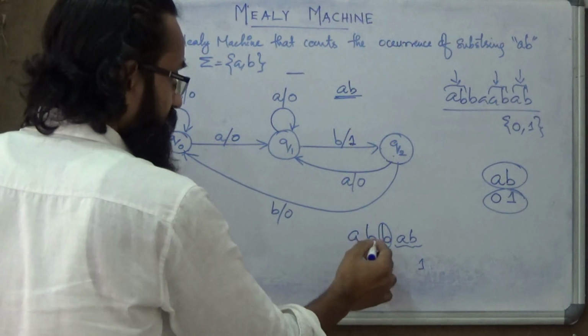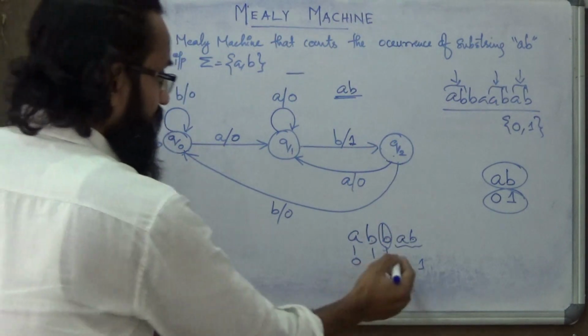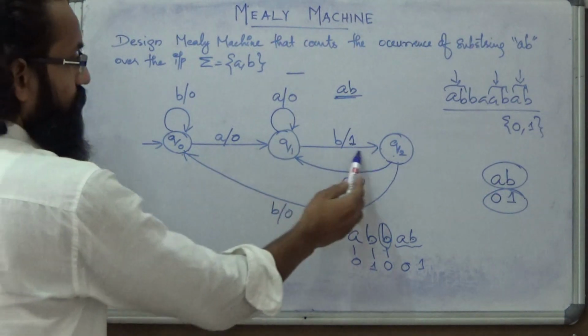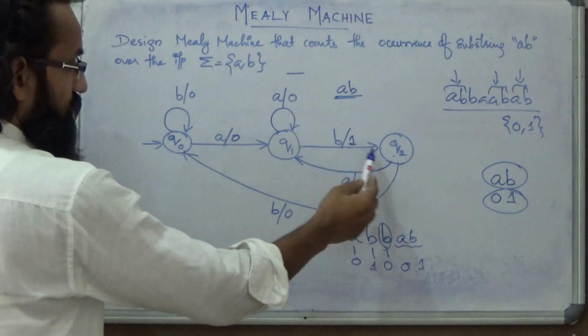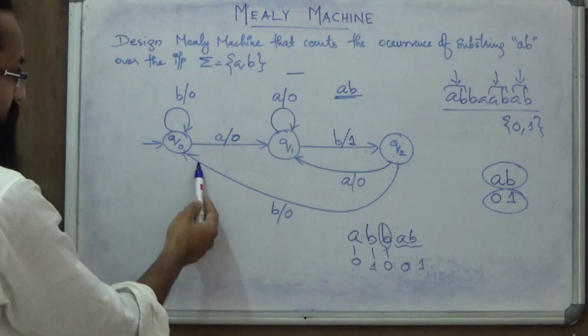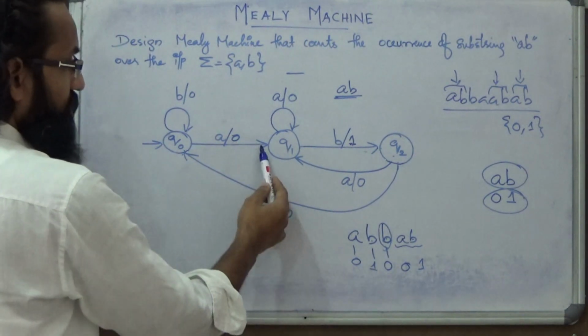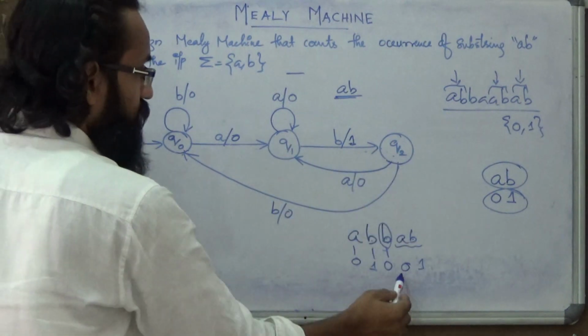So if you consider ABBAB, it will generate output 0, 1, 0, 0, 1. A, B, so it generates output 0, 1. From here one more B transition generates output 0. From here A transition will generate output 0. From here B transition will generate output 1.